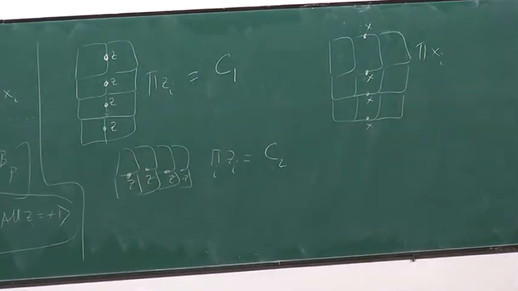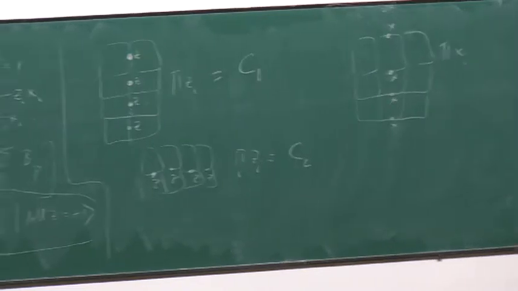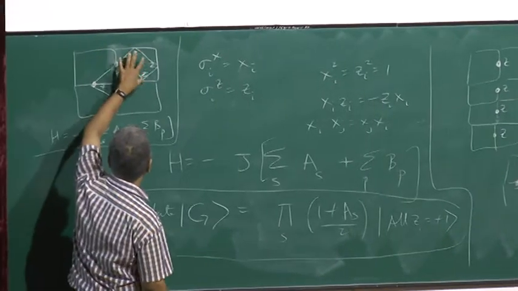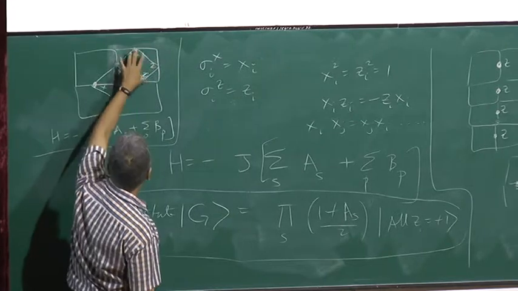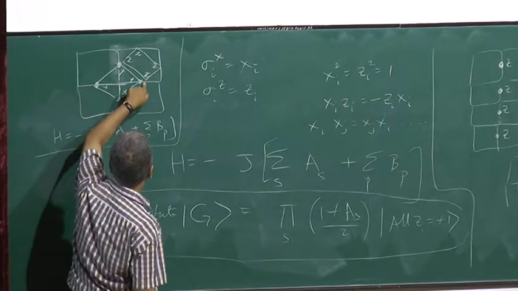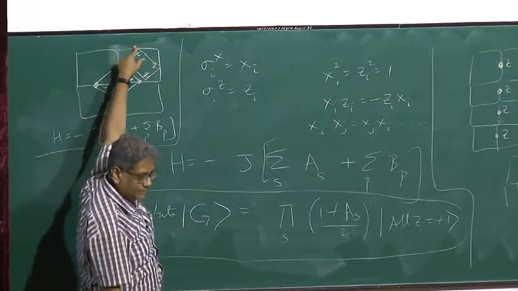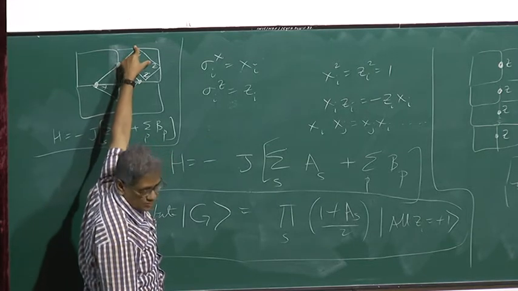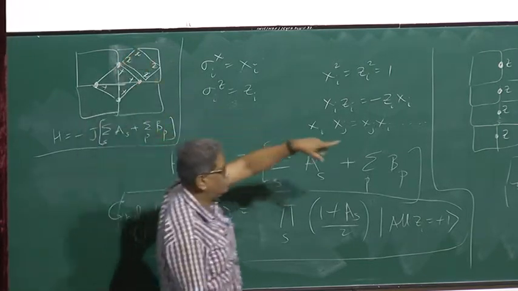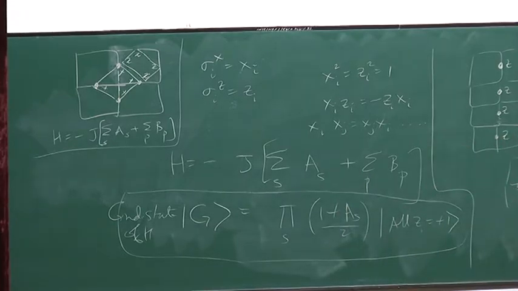That commutes with the Hamiltonian because of course it commutes with these A_s terms. But when it comes to B_p, for every B_p there is a product of an x here and an x here. So there are 2 x's, so that commutes with 2 of the z's. So that commutes with the B_p. I will call that D1.